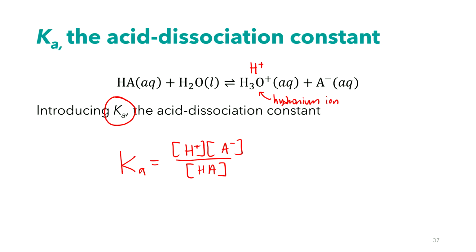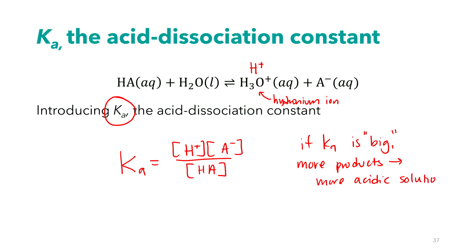So what do we say from this? If Ka is big, right? More products. And I'm going to put big in quotes because it's never going to be that big. More products, okay? Which would mean a more acidic solution, right?